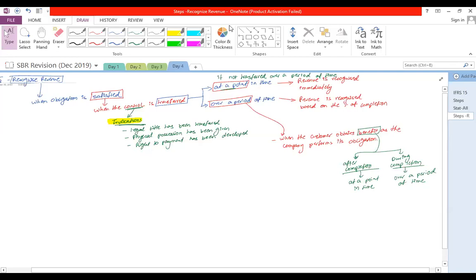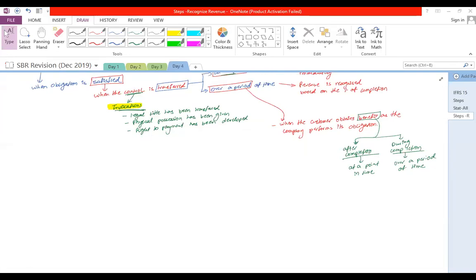Okay, so that's great. Now let's solve some of the past papers to apply these rules on the real exam questions.